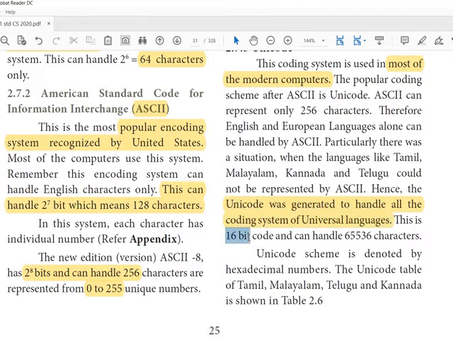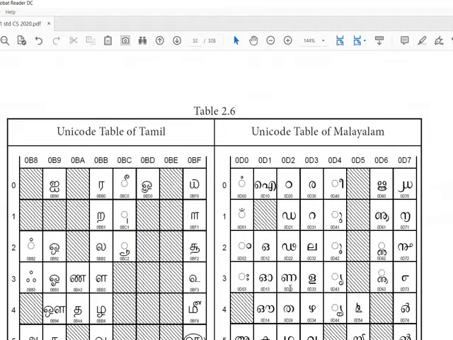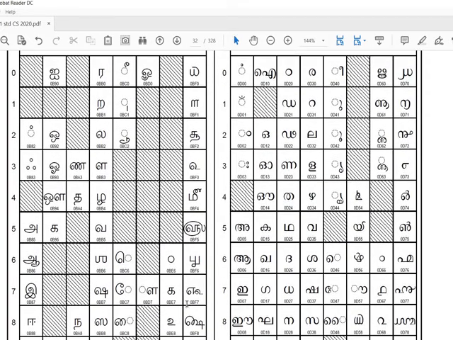And this is 16-bit. And it is able to handle 65536 characters. Unicode scheme is denoted by hexadecimal numbers. You know very well what a hexadecimal number is. And it is able to handle Tamil, Malayalam, Telugu and Kannada. So here they have given the ASCII value, that means a hexadecimal number for each letter of a language.